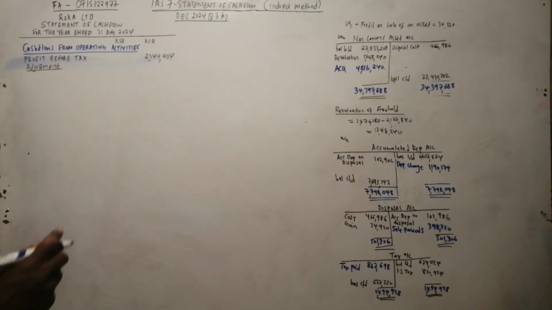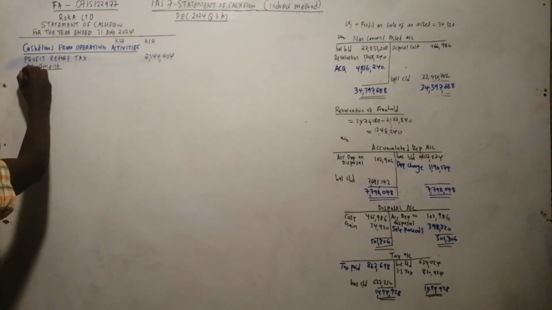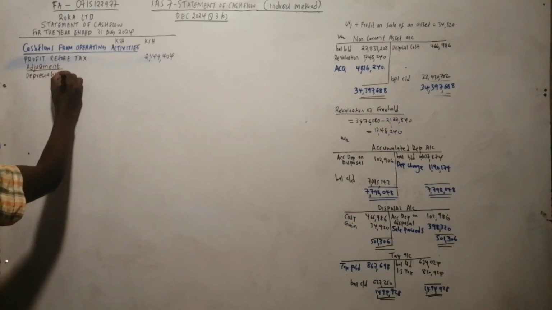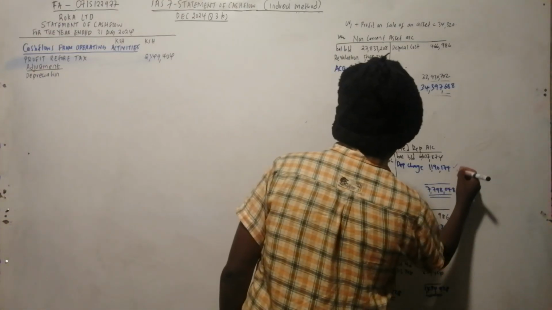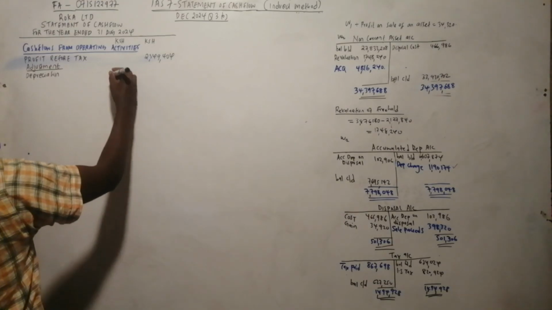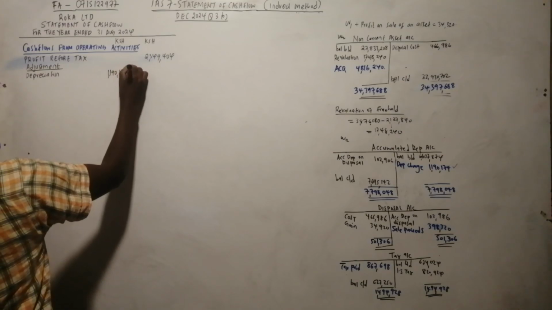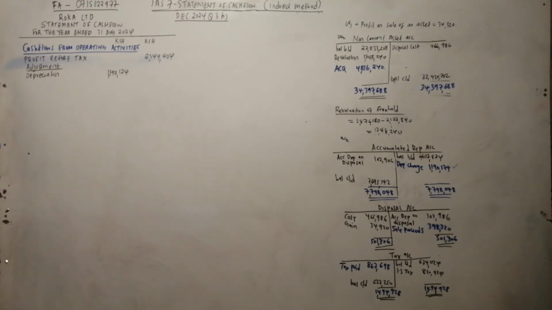We start with the depreciation, the working we have done. Depreciation is this one here, 1,190,174. So depreciation was deducted from the income statement. Now we add it back. We can look for another item.